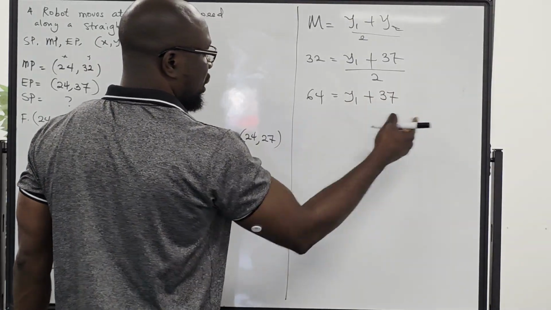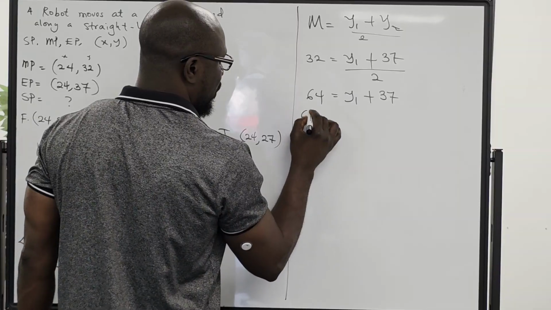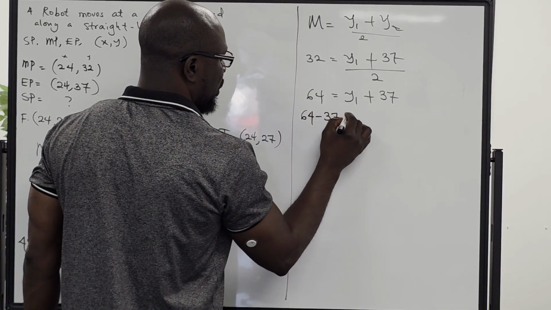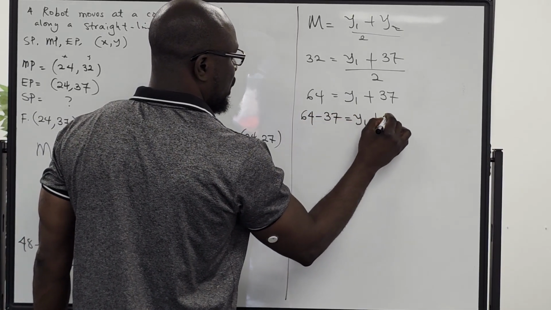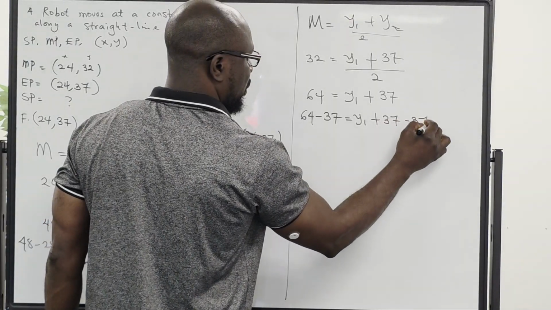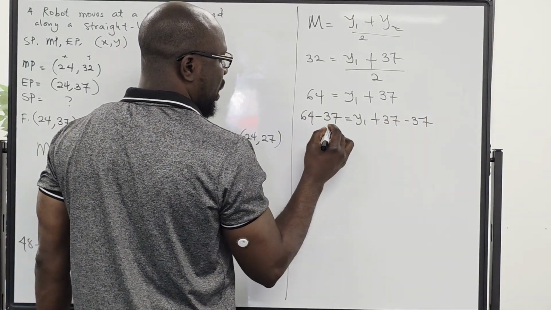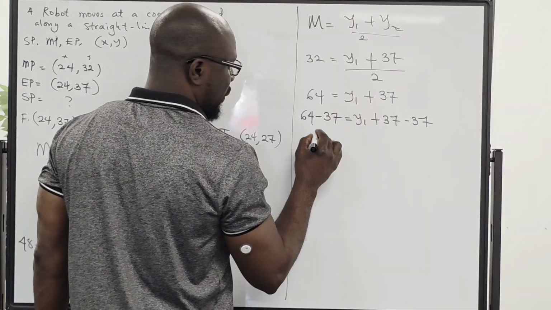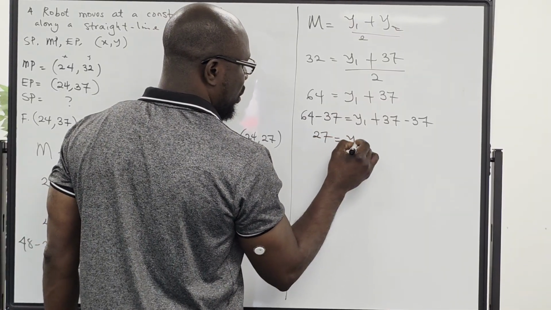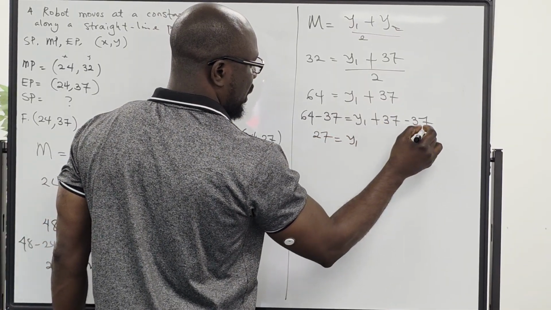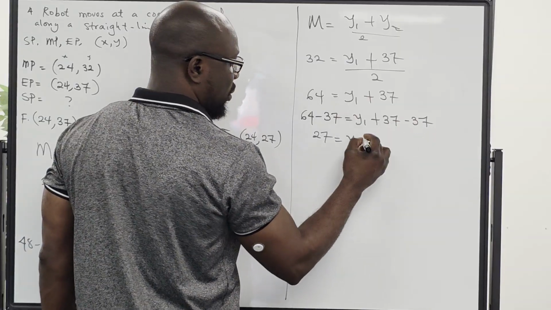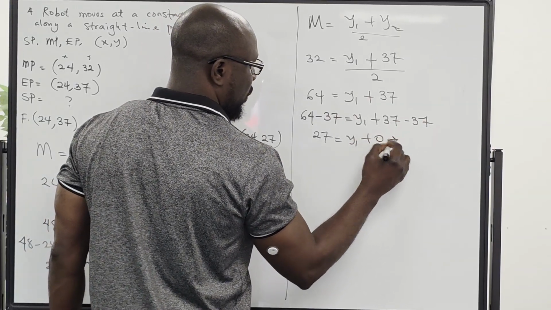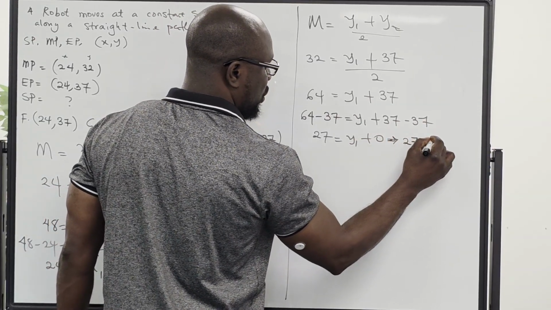So minus 37 from both sides, you have 64 minus 37 is equal to y1 plus 37 minus 37. So that 64 minus 37 is 27. 37 minus 37 is 0. Therefore, 27 is equal to y1.